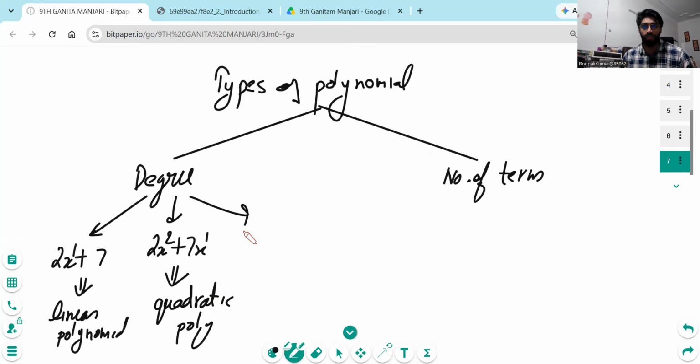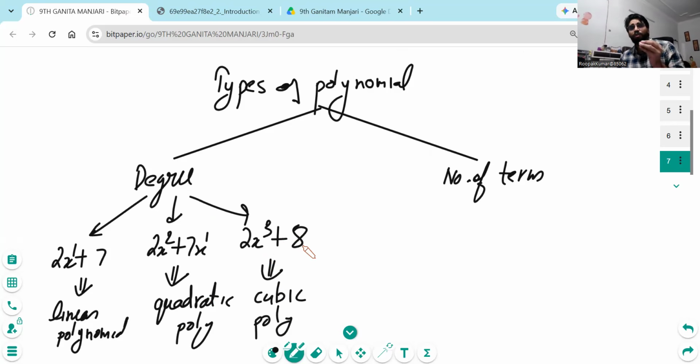What if the degree is 3? If the degree is 3, let's say, I will have this. So it is called cubic polynomial. Degree 4 is biquadratic, but अभी हम सब में नहीं जा रहे हैं, okay? So we are going to do this much only, that is fine. So if degree is 1, this, degree is 2, this, degree is 3, this.